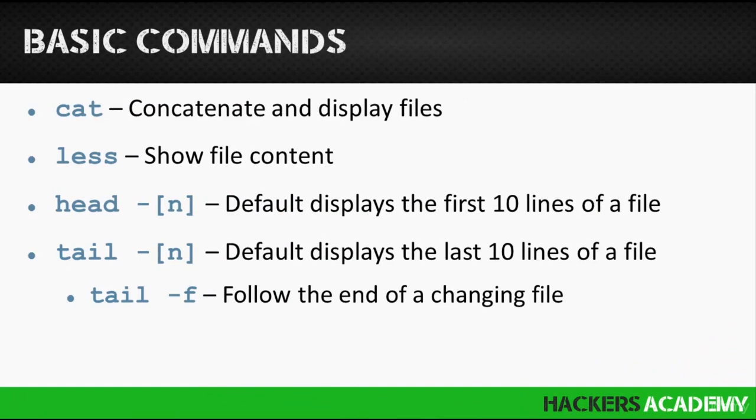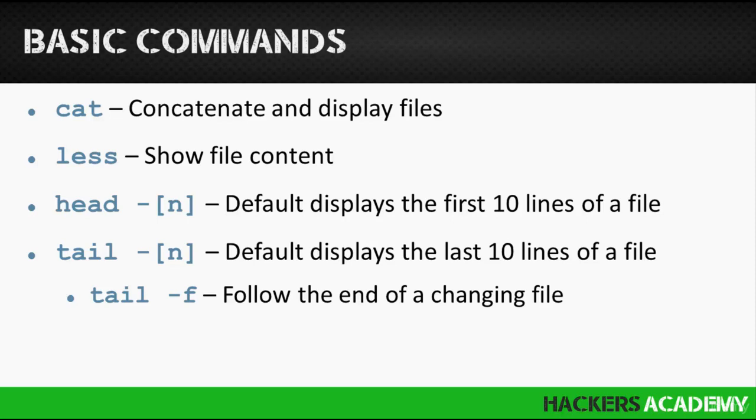Less command, which shows the file content in a different way. Head -n, where n stands for a number. So for example, head -10, head -50, which displays the first n number of lines of a file. By default, it's 10. So for example, if I type head file.txt, I'll see the first 10 lines in the file.txt. Tail will show me the last 10 lines or 50 lines or whatever I replace n with.